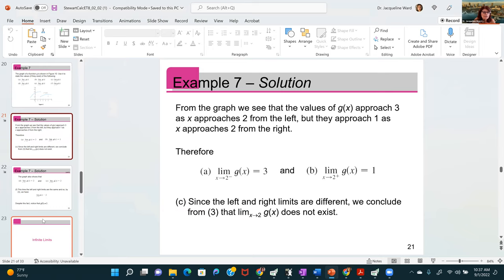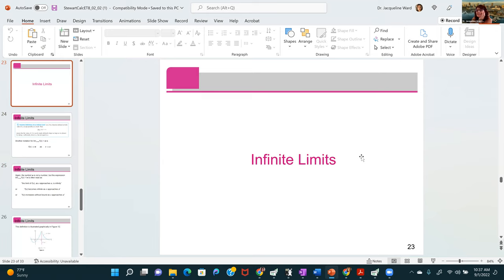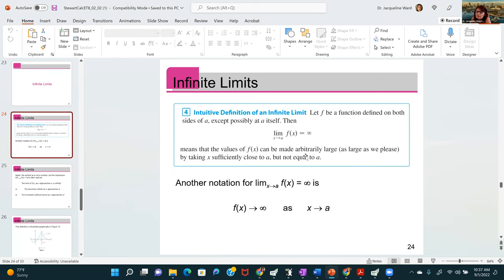Okay. There's also the notion of infinite limits. Here's the intuitive definition. So far we've taken the limit of a function and gotten a solid number. The y values are approaching 4, or they're approaching 2. But that function's y value could just keep getting bigger and bigger and go to infinity. So here's the intuitive definition. Let f be a function defined on both sides of a, except possibly at a itself, because we just don't even care.